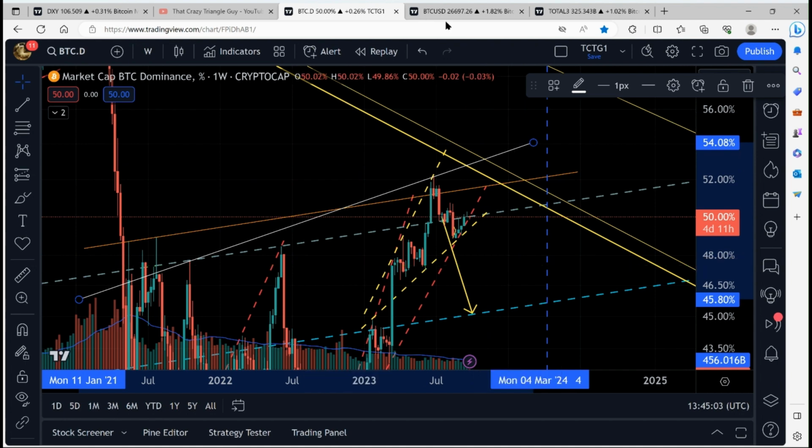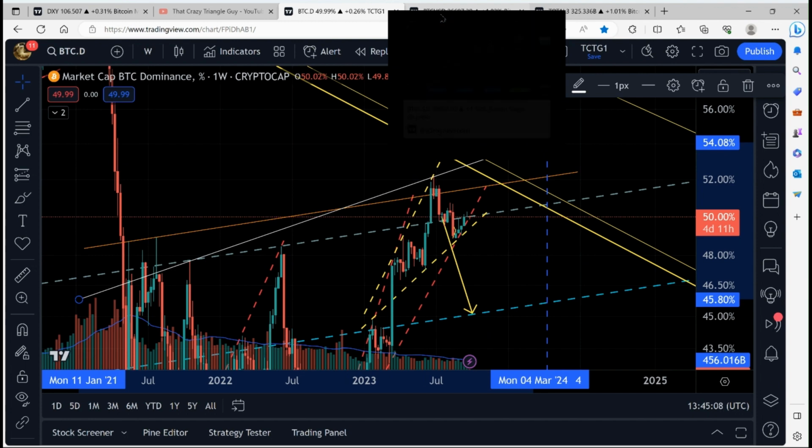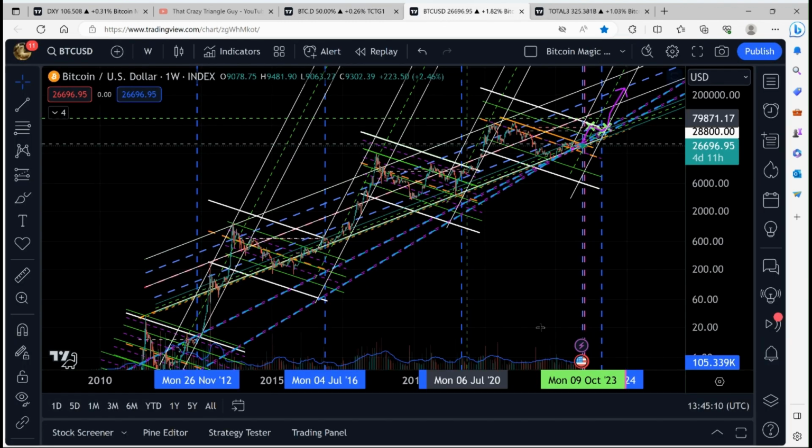Done Bitcoin dominance. Let's look at Bitcoin. This is Bitcoin on the weekly. Your Bitcoin US dollar index on the weekly time frame. Going over what I've showed you many times.